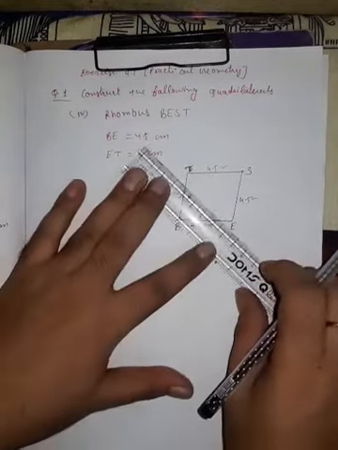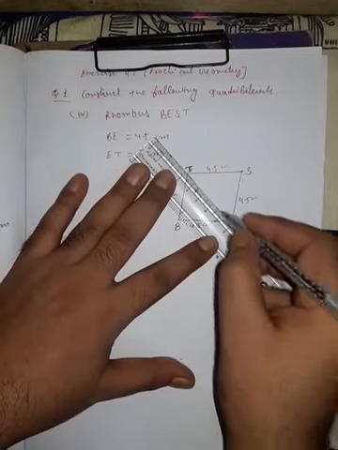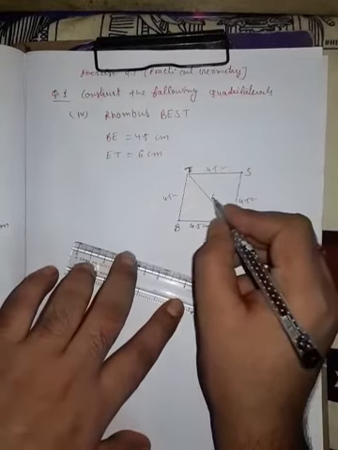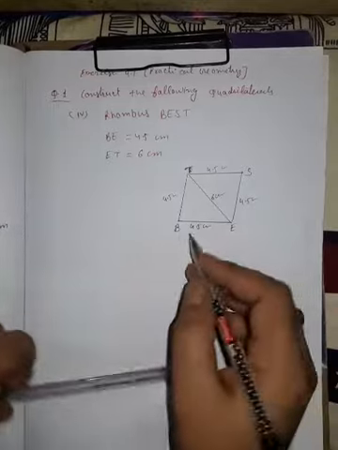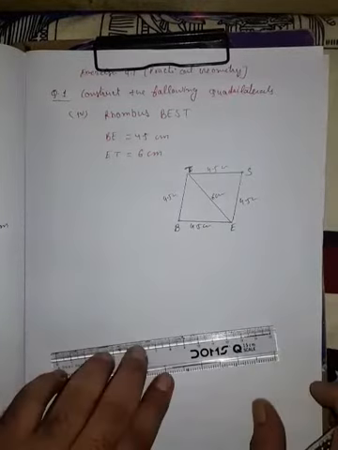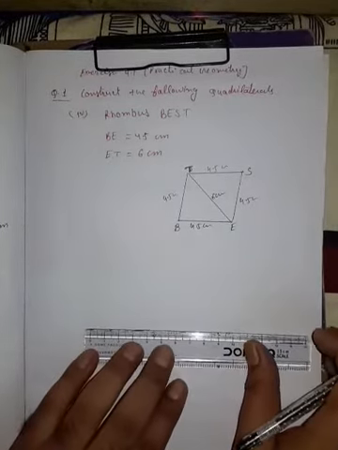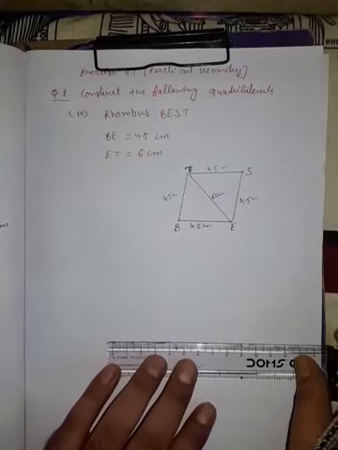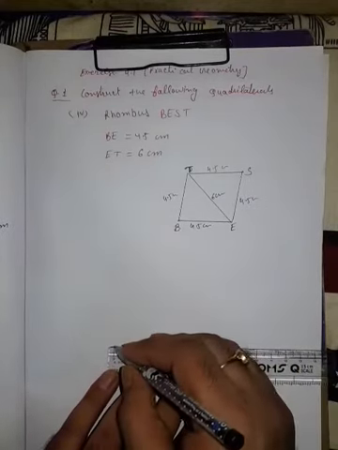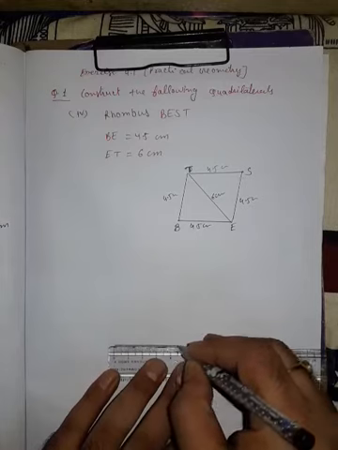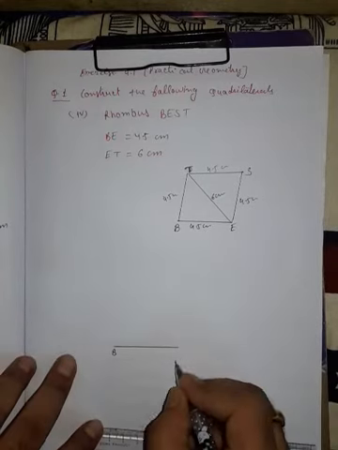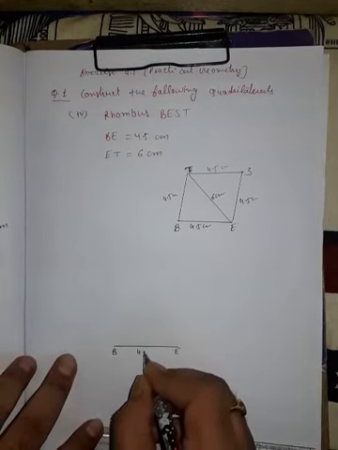After it, ET is 6 centimeter. First you can see here, now we will make the required rhombus. In the required rhombus, first we draw line segment BE, 4.5 centimeter. This is BE. This is 4.5 centimeter.